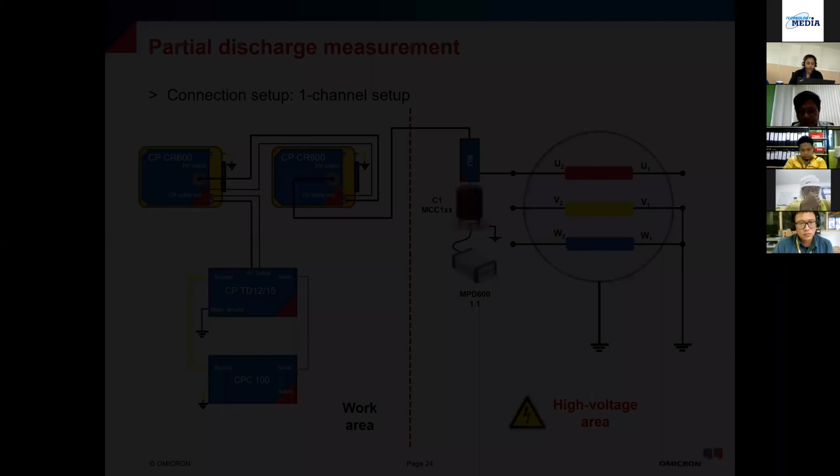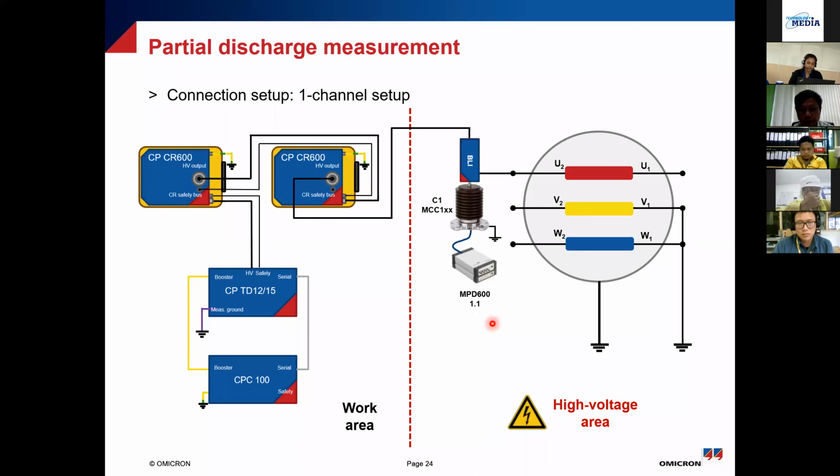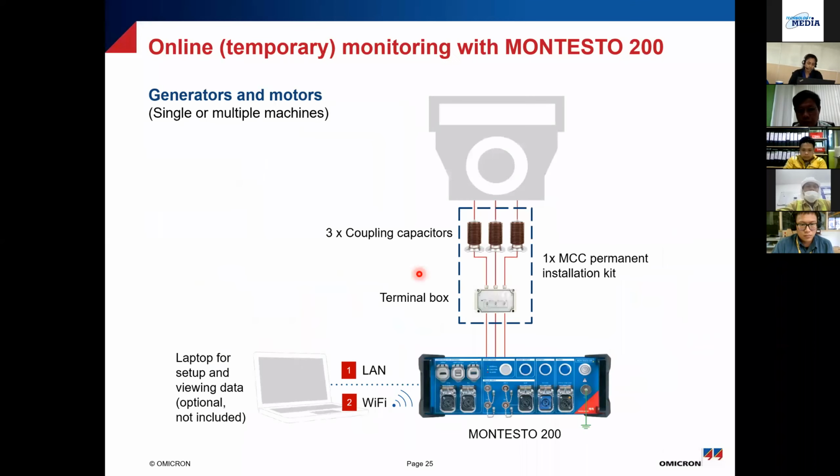So let me show you how it would look. Yeah, this one is for offline again, so let me show you online first. Okay, let's say this is your rotating machine. You can permanently install these 3 coupling capacitors. Again, this terminal box is optional. If you're using continuous monitoring, you can just put a data acquisition unit here.